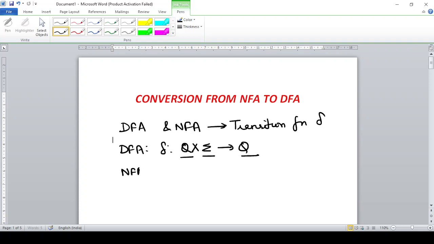Whereas when we talk about an NFA, the transition function delta is a mapping from Q cross sigma to 2 to the power Q. 2 to the power Q means that if there is even one transition where, for a particular state and input symbol, you are transiting to more than one state, then we call it an NFA.